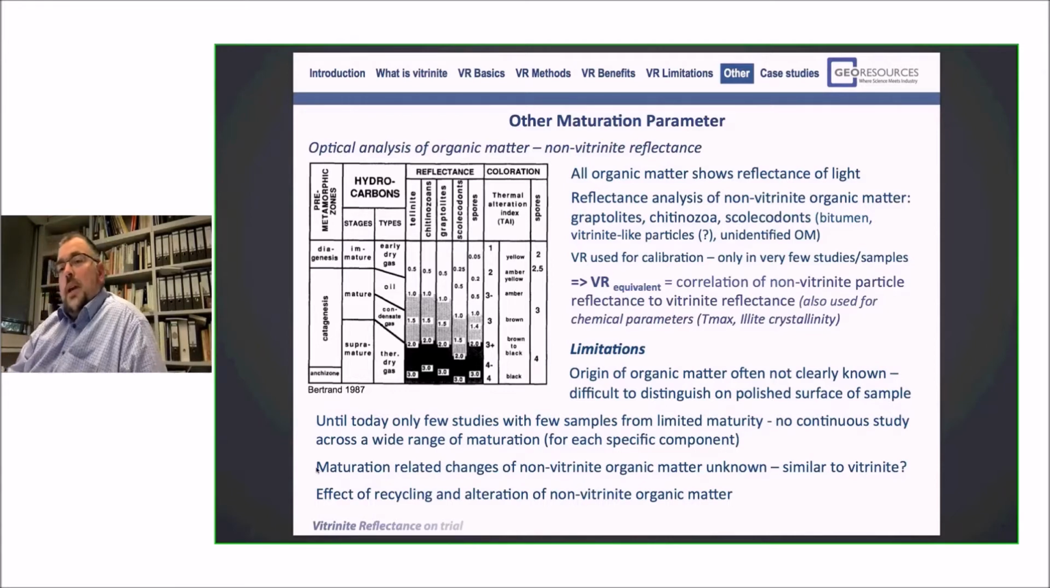Therefore, we also don't know exactly how the maturation-related changes of these non-vitrinite organic particles work, if they show similar changing trends like vitrinite, or if they show a different trend. And then also, like in the vitrinite reflectance before, we have to take care of the effect of recycling and alteration of this non-vitrinite organic matter.